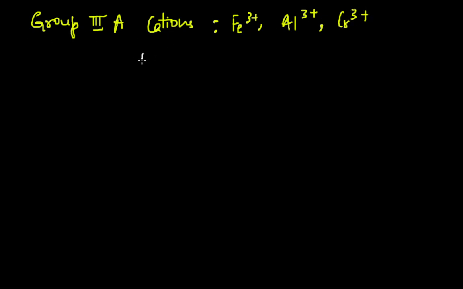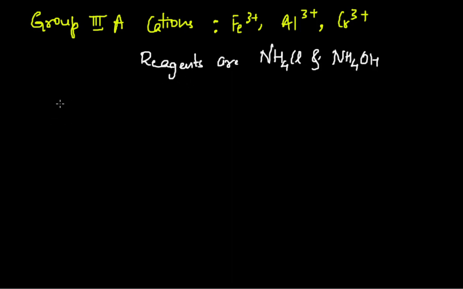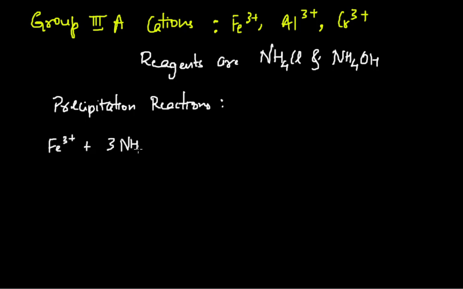The group reagents are NH4Cl and NH4OH. So what are the precipitation reactions? Iron 3 plus, ammonium hydroxide in presence of NH4Cl will give you iron hydroxide.